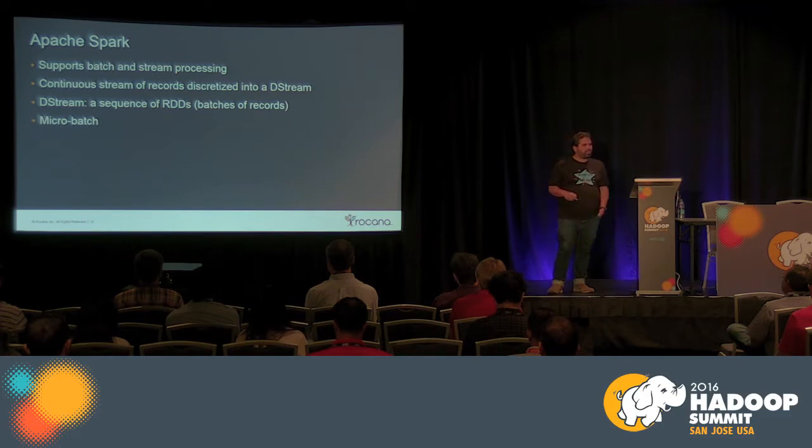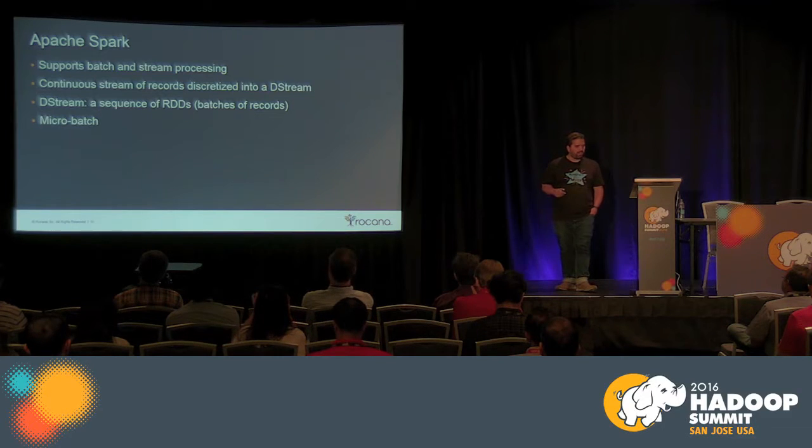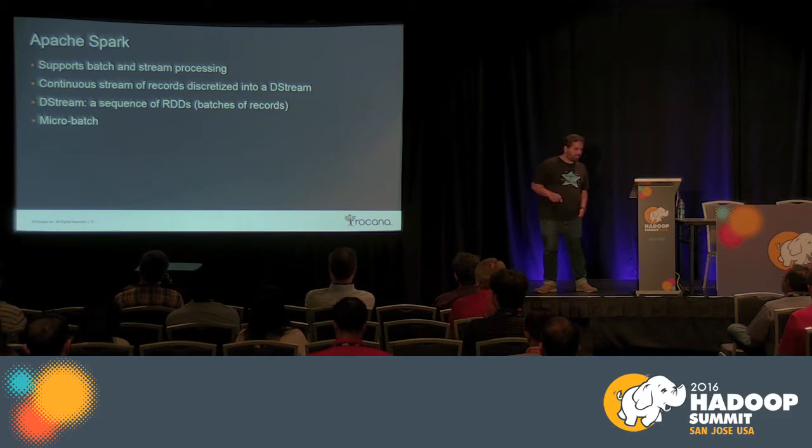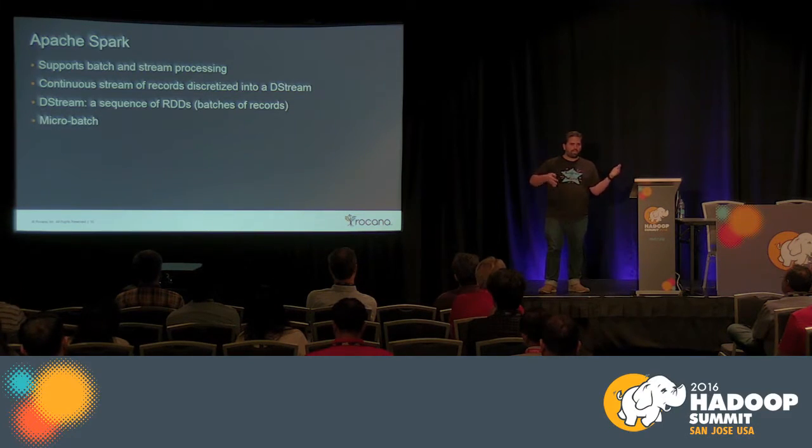Apache Spark is a little bit newer. It's a little bit more hyped at the moment. It supports both batch processing and stream processing, which is one of the reasons why it's very popular. They have a slightly different model for streaming. Some people argue that it's not streaming. I think it still is. They take a continuous stream of records and discretize it into what they call a D stream, or a distributed stream.